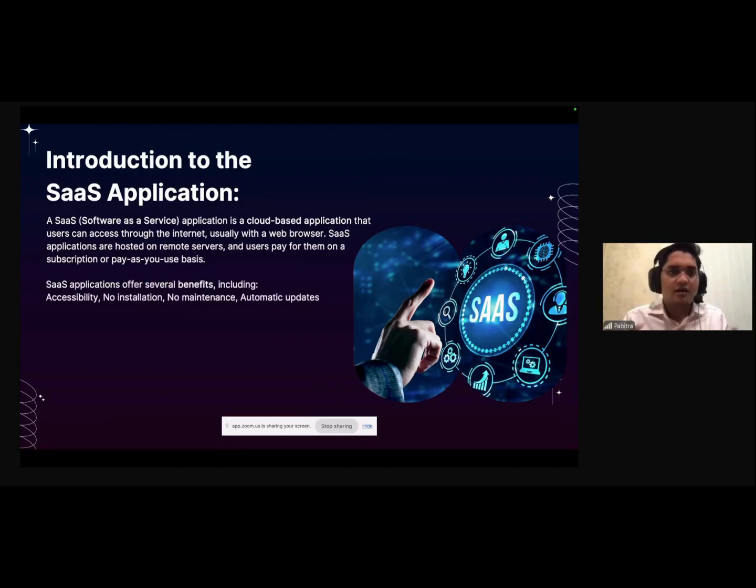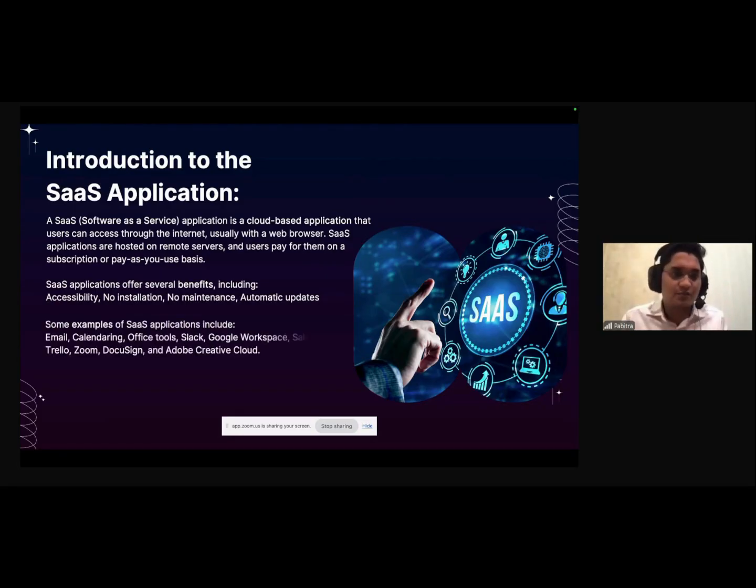There are major benefits of SaaS, like accessibility. Unlike a mobile application or desktop application, SaaS is accessible from anywhere. If you have internet and a browser, you can use a SaaS application. No installation is needed, no maintenance is needed, and no need to update it, as it will update automatically. Everything is handled by the SaaS product company, so they do everything and you enjoy the product.